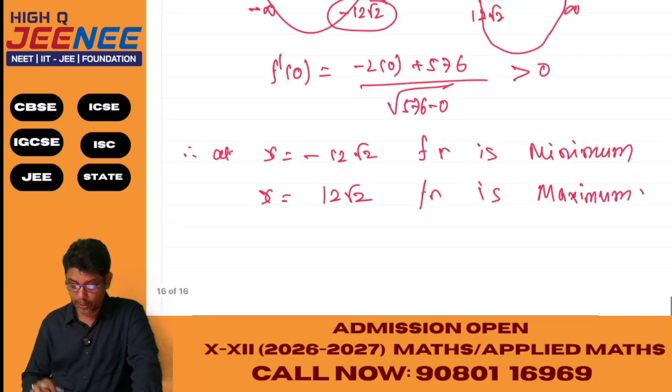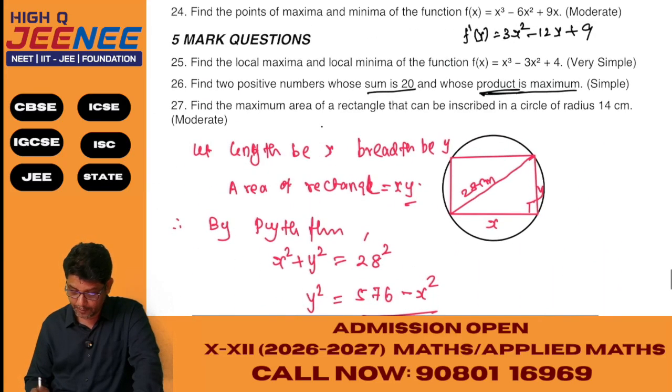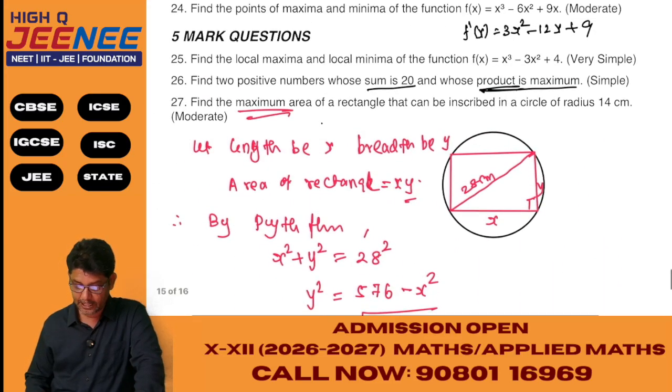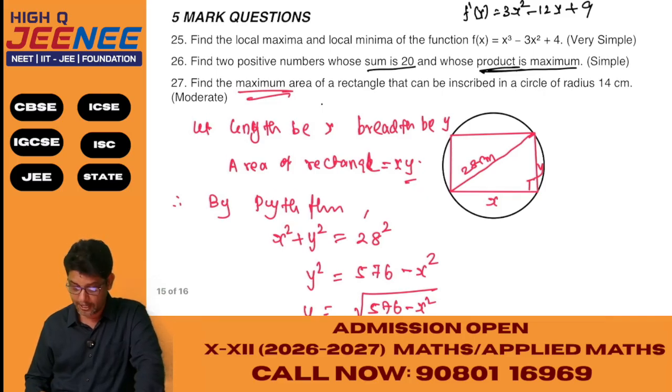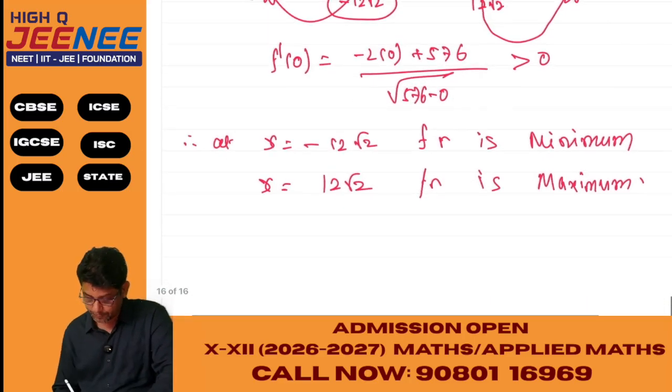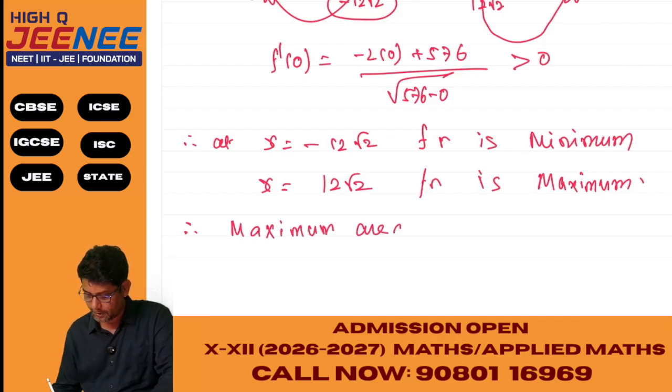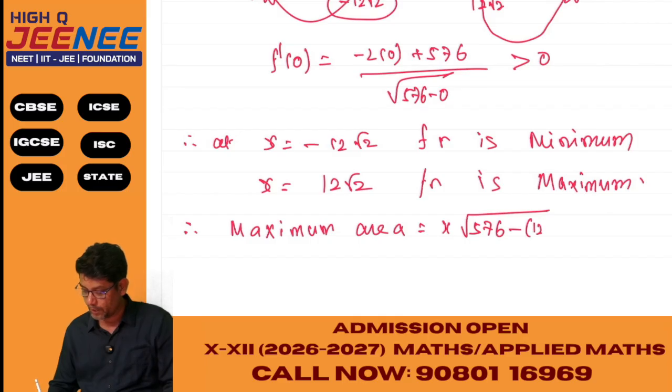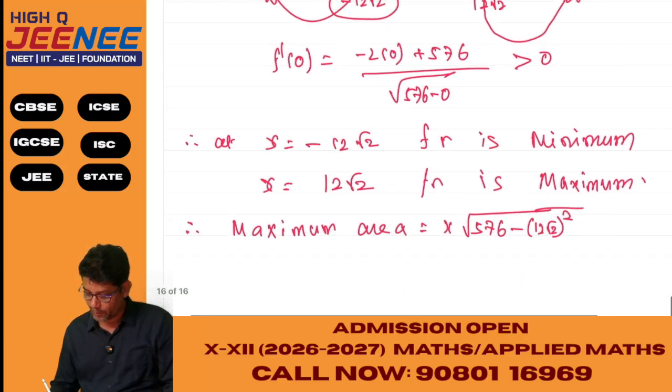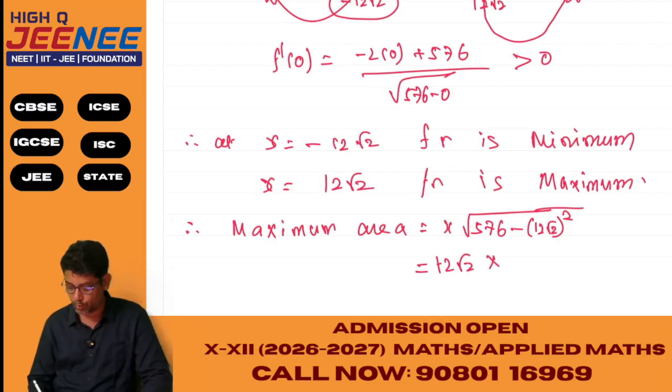Yes. So what exactly is the question? The question is all about minimum or maximum. Find the maximum area of a rectangle that can be inscribed in a circle. Area of the rectangle we have to find out. Therefore, what is the maximum area? x into y, right? That is the maximum area. But we need to find out what y is. So x into root of 576 minus 12 root 2 the whole square. So x is 12 root 2 into root of 576 minus 288.